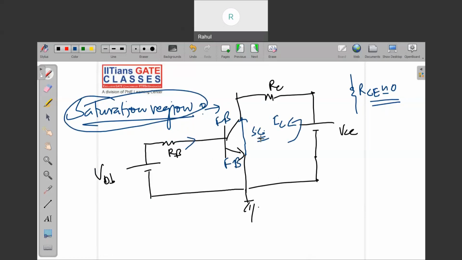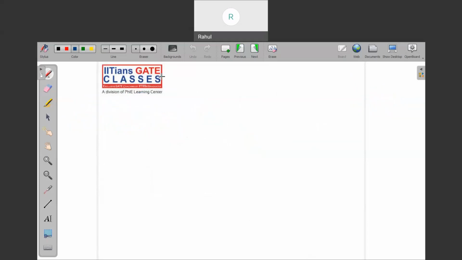So what is the condition that your transistor is in saturation region? How can you claim that? Conditions for BJT to be in saturation.